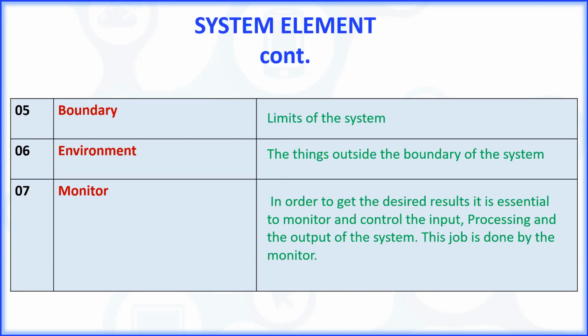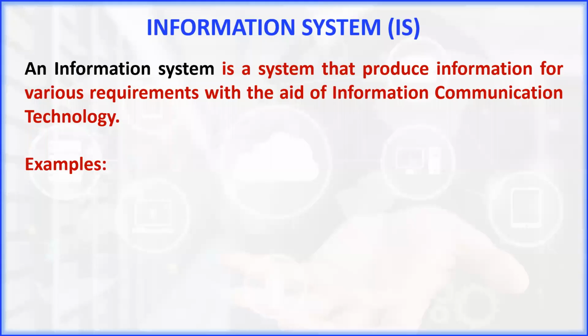Then what is an information system? Here it is explained. Normally, a normal system gives output as a product or service. In a normal system, you can identify the output as either product or service. In a university system, they are producing a service. In a manufacturing system, they give output as a product.